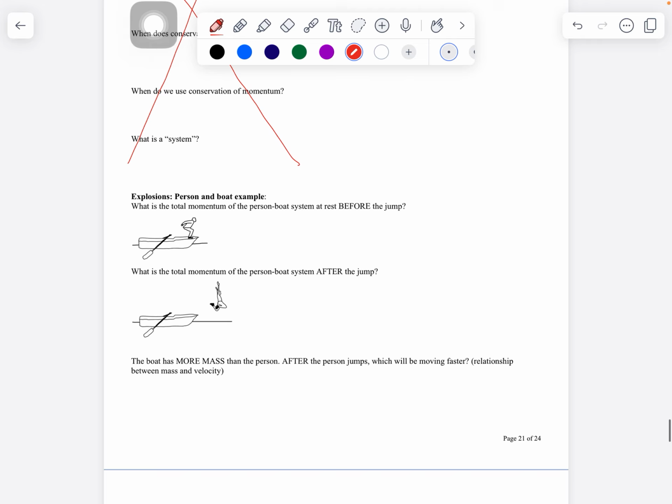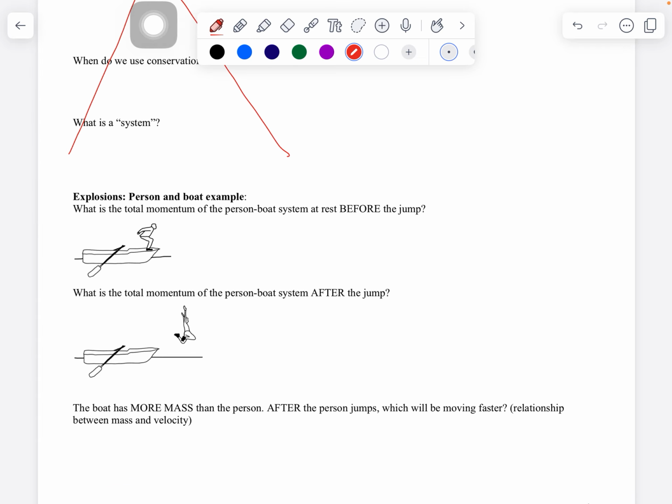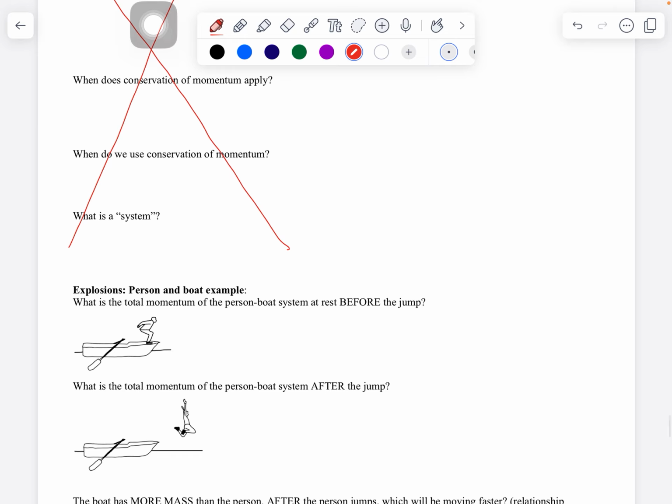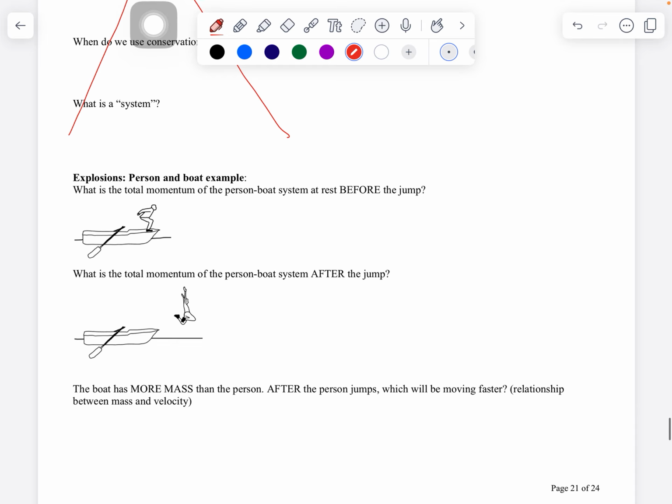So, we are going to be using really the same process. We know momentum is conserved, set the total momentum before the collision equal to the total momentum after. Well, let's go through an example. This is what an explosion is. It isn't always literally an explosion. It is two objects that start together, come apart. So, person in the boat example.